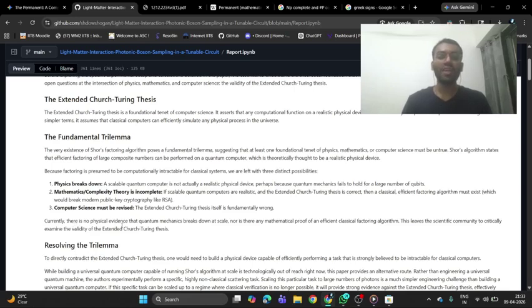Currently, there is no physical evidence that quantum mechanics breaks at scale, nor is there any mathematical proof of an efficient classical factoring algorithm. This leaves the scientific community to critically examine the validity of the extended Church-Turing thesis.